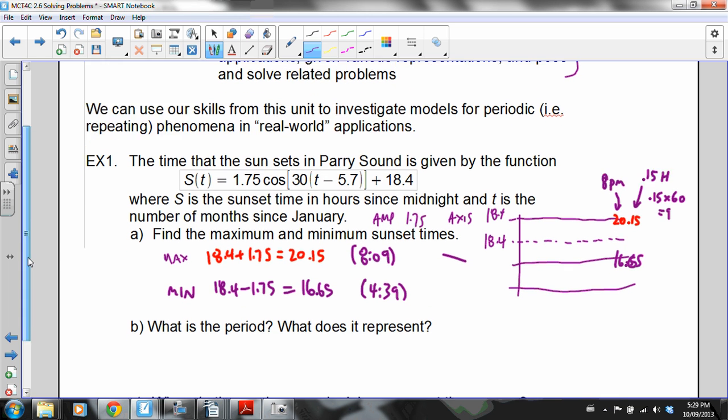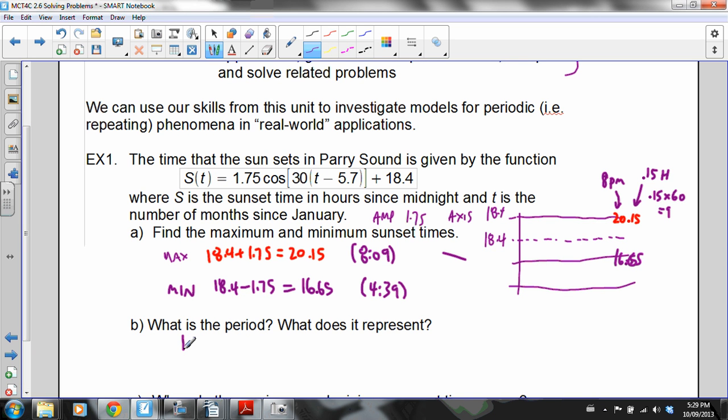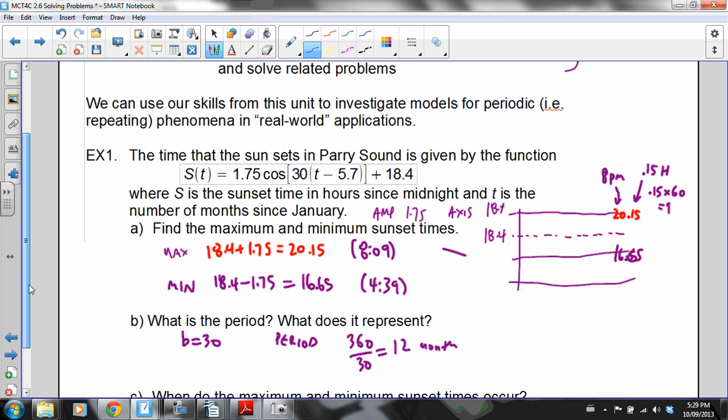What's the period? Well, I can see that the b value is 30. But then the period, remember, is just 360 divided by that value. 12. Now, does that make sense? What does it represent? Every 12 months, the sunset times repeat, right? Well, that makes total sense, doesn't it? Absolutely.